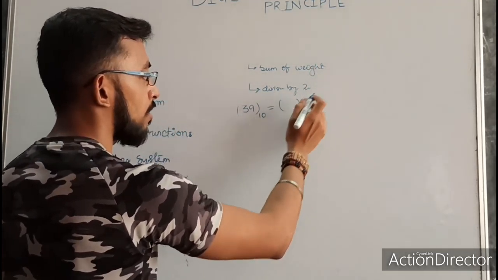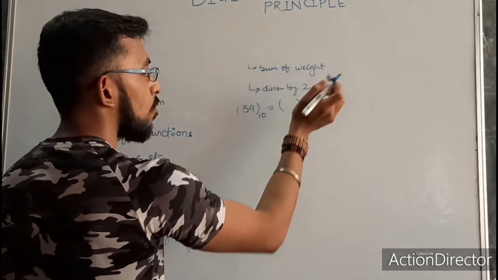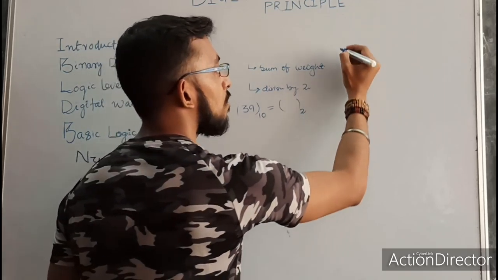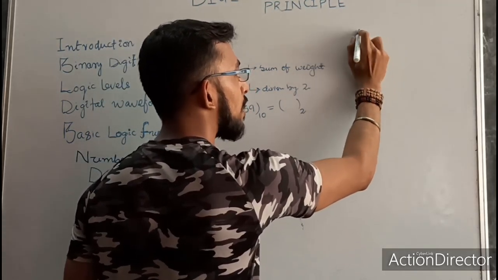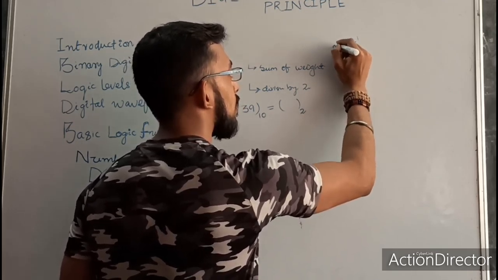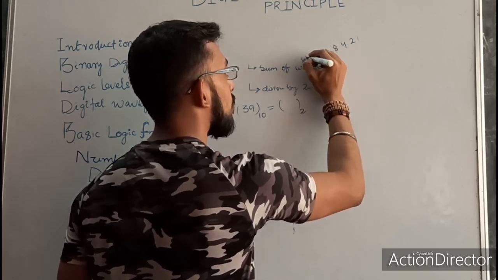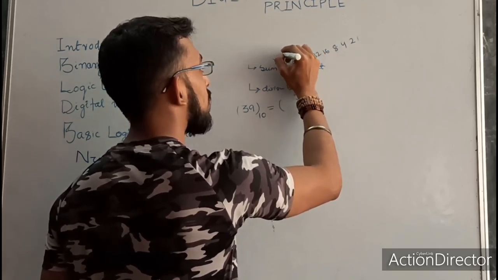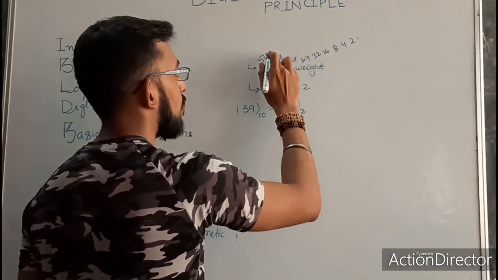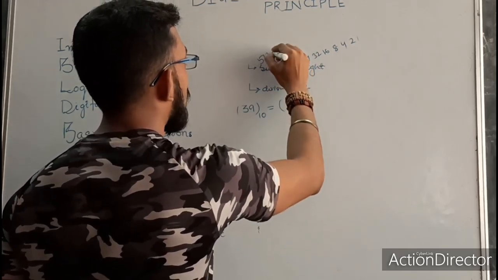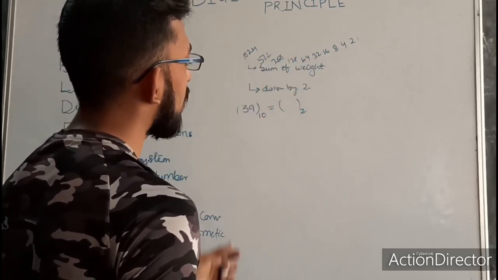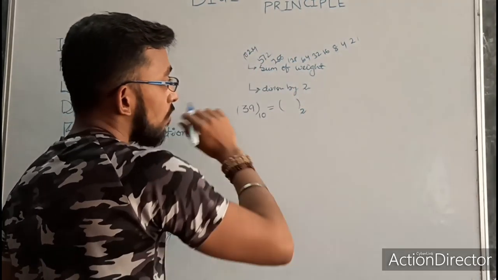So there are two methods. Let's take the first method, which is the sum of weights. Sum of weights means we have to remember the weights for the binary number system. Before the fractional part, these are 1, then 2, then 4, then 8, then 16, then 32, then 64, then 128, then 256, then 512, then 1024. These are the sequence of numbers for the digit part, and these are the weights.